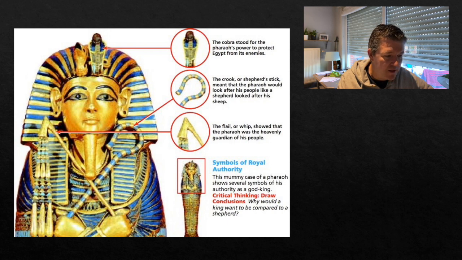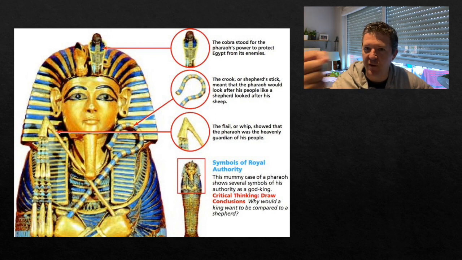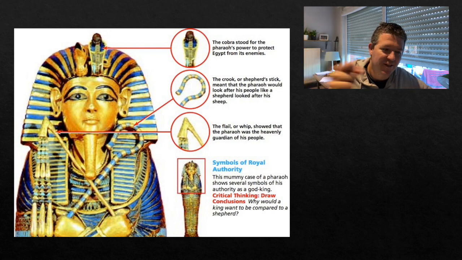Or a shepherd's stick. A shepherd's stick is een herderstaf. And this is a power symbol. This means I am in charge, I'm the pharaoh. But who else has this? Santa Claus, Sinterklaas has got one like this. You see how this symbol is still a symbol today. And then we've got the flail or the whip, the zweep.